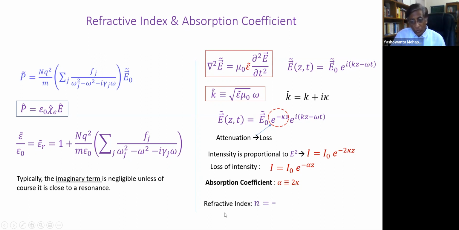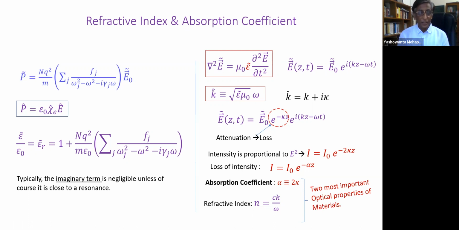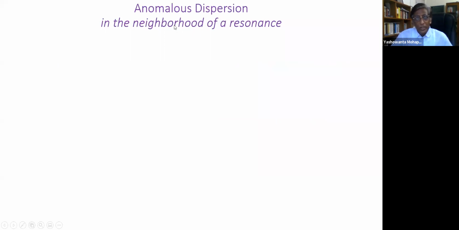At the same time, what is the refractive index from the real part? ck by omega, as we know. Now these two, alpha and n, are the two most important optical properties of any material. And we have obtained them by using a simple harmonic motion model of bound electrons. Let me continue.